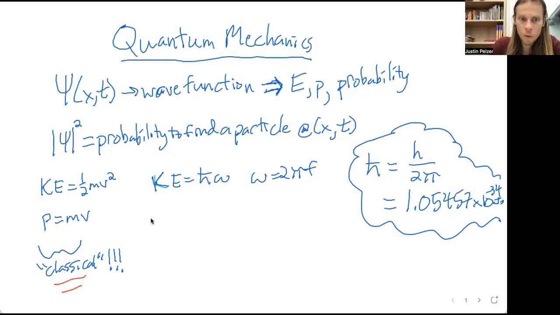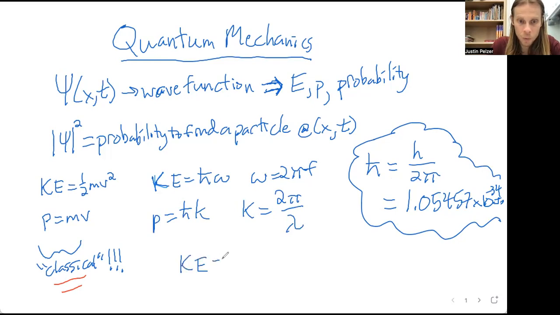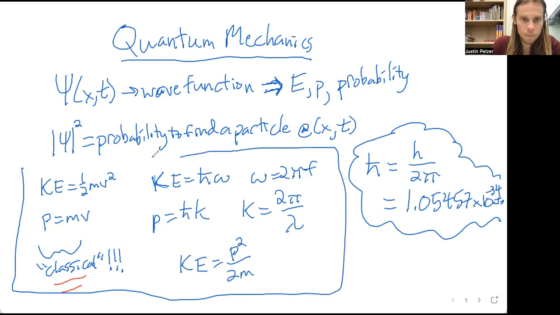So KE is h bar omega. Momentum is h bar times the wave number. We've shown that in class the first day, where the wave number is 2 pi over the wavelength. There's your equations. And if you want, you can add this one, KE equals p squared over 2m, but that just comes from this. There you go. That's what you need to know. Pause it, write it down.